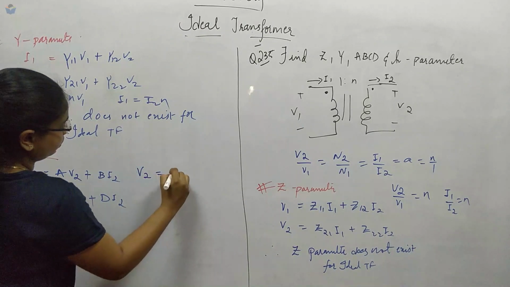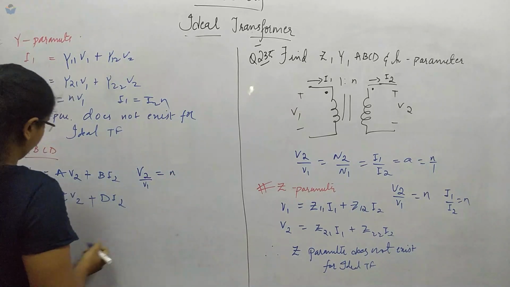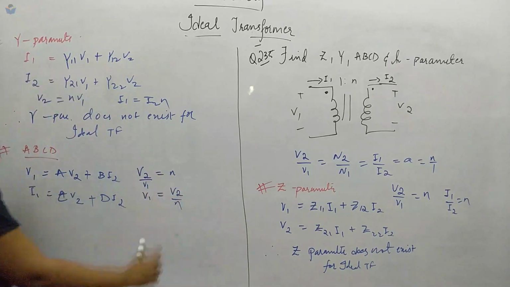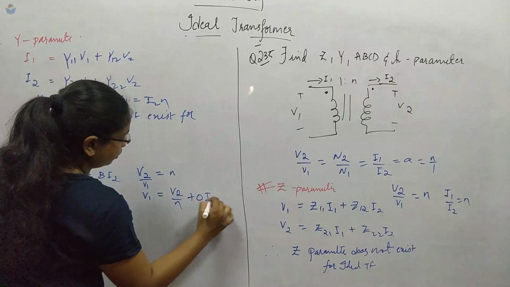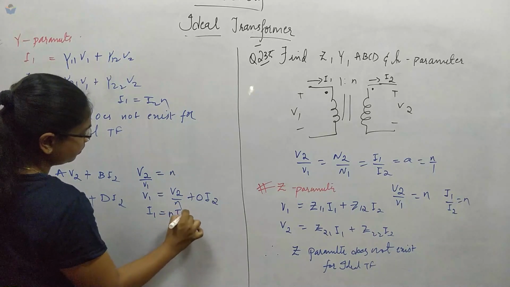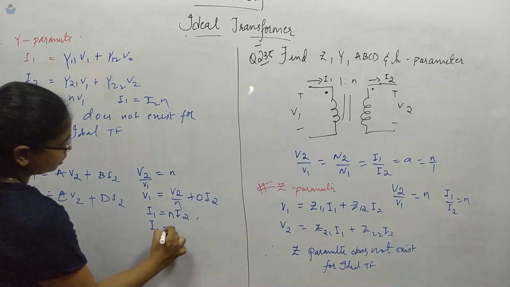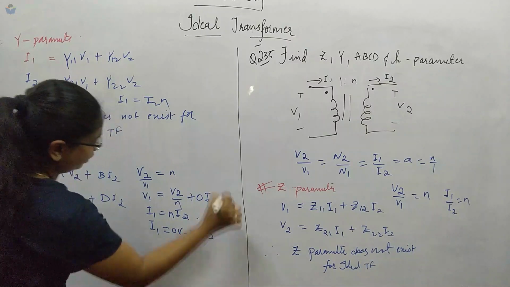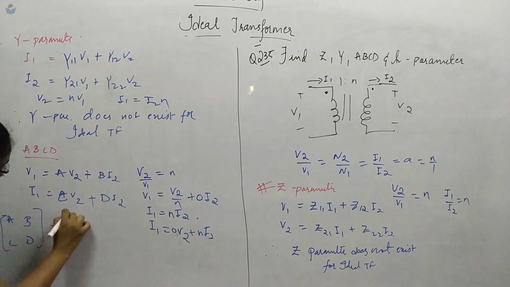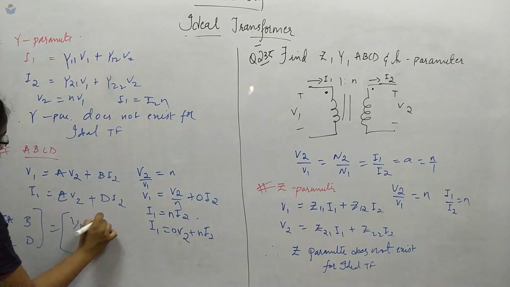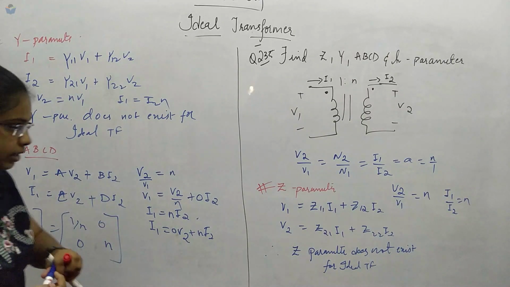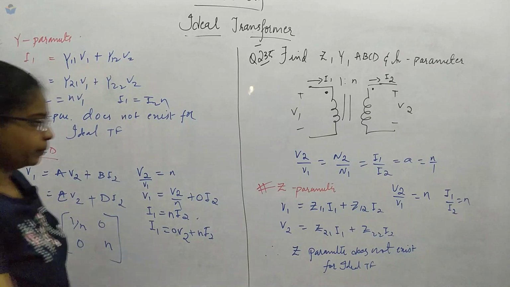V2 upon V1 is equal to N. Okay, so we want it in the form of V1, right? So V1 will be equal to V2 by N, and this we can assume as 0 I2. Similarly for I1 we can take it as N times I2, so we will assume for this 0 V2 plus N times I2. So our ABCD parameter will be: A is 1 by N, B is 0, C is 0 and D is N. Okay, so this is the ABCD parameter and we are left with the H parameter.